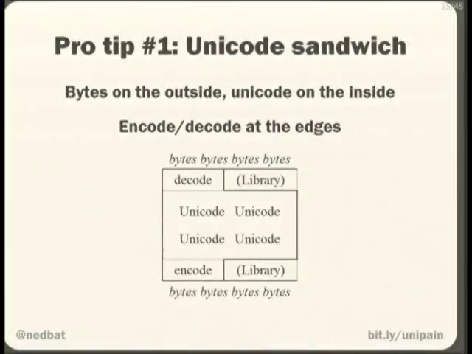Okay, so let's talk about pain relief. What should you do? Pro tip number 1, your program should use Unicode on the inside. What you want to do is you want to build a Unicode sandwich. You want to have bytes on the outside and Unicode on the inside. And you want to do all of your decoding from bytes to Unicode as soon as possible as data is coming into your program. And then on the way out, you want to encode your Unicode to bytes as late as possible and keep all Unicode in the middle. Keep in mind that you might be using a library or a framework that's doing some of that for you. So for instance, when you get data back from Django or from the JSON module, it's already in Unicode form because it's done the decoding for you.